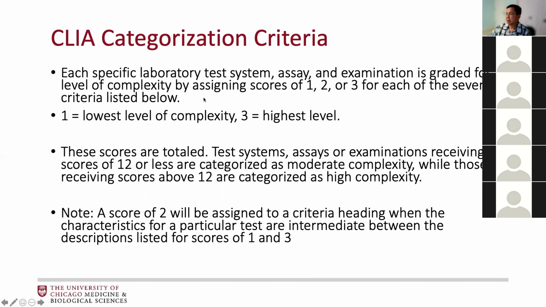So again, even though they are non-waived, they still come out with a scoring number where they give 1 the lowest level of complexity and 3 the highest level. And they basically total up the score. So if your score is 12 and above, you are high complexity. And if you are intermediate, you're moderate complexity. So in a sense, it's like the old categorization. As far as I'm concerned, it is high, moderate, and waived tests.